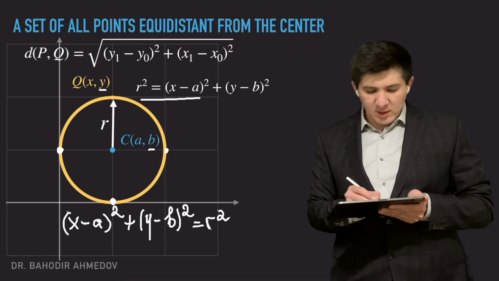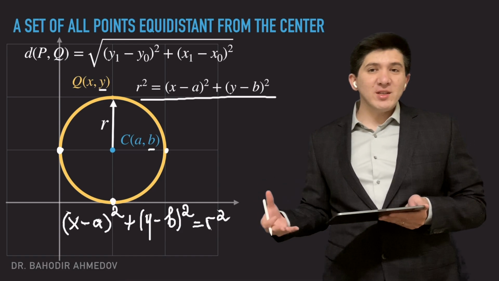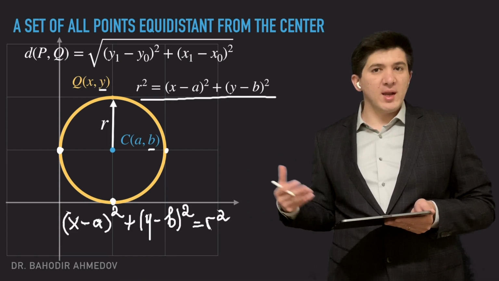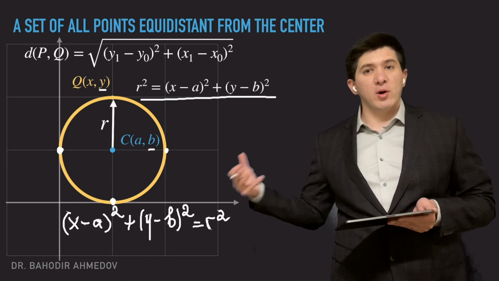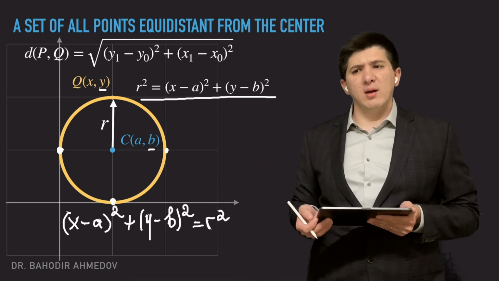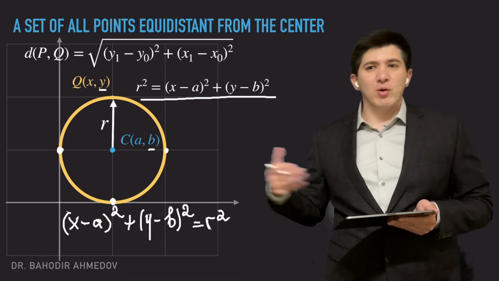So I've got this equation, okay? Every time you're given the equation of a circle like this, you need to know that this is a circle with the center at the point a and b. Sometimes it is a little bit confusing whether you need to choose plus a or minus a.